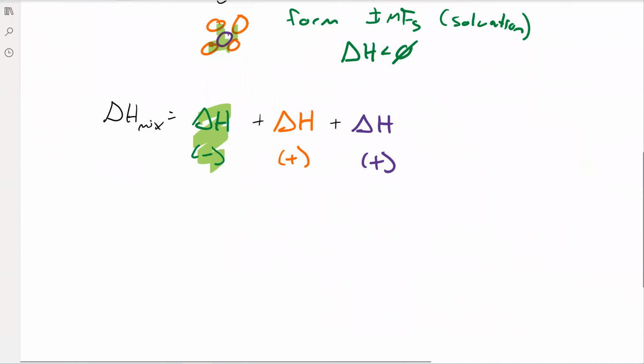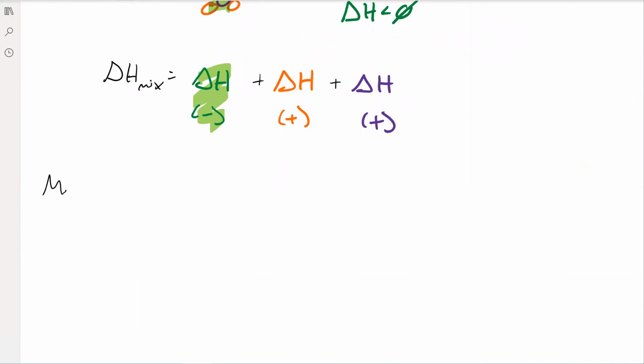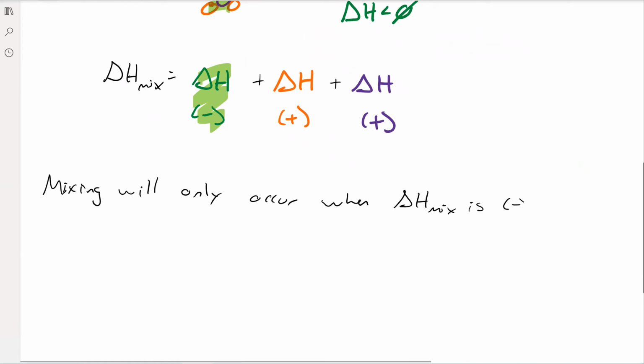And so the question is, when will mixing occur? Well, mixing will only occur when the total delta H, the sum of all these, is negative, right? Overall negative, exothermic, or slightly positive.